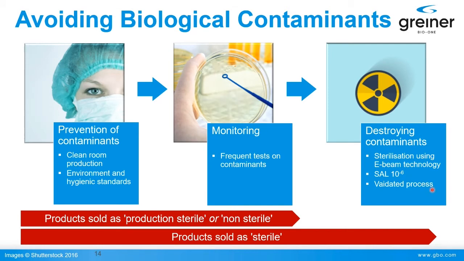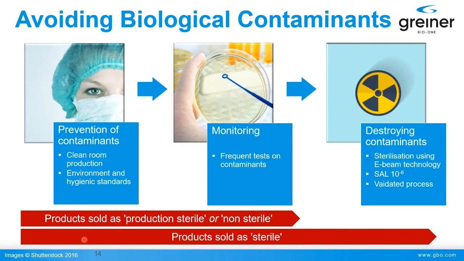These two things in combination, one after the other, allow a manufacturer to produce tubes that can be claimed free of endotoxins, free of DNA, and so on. Greiner Bio-One calls these tubes non-sterile, because sterile is a term that requires something different, which we will see in a minute. Sometimes you also find these tubes sold under the term production sterile. But real sterile tubes, and there are norms which tell us when we can use this term, require something different.